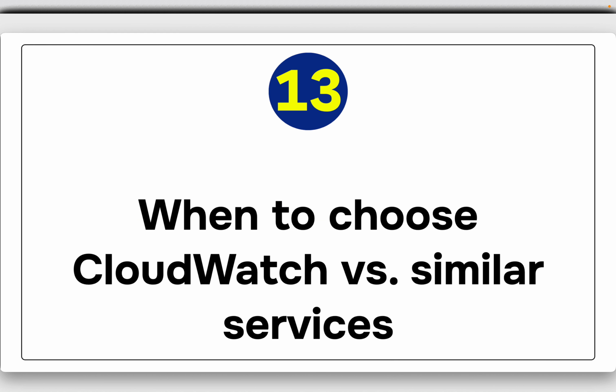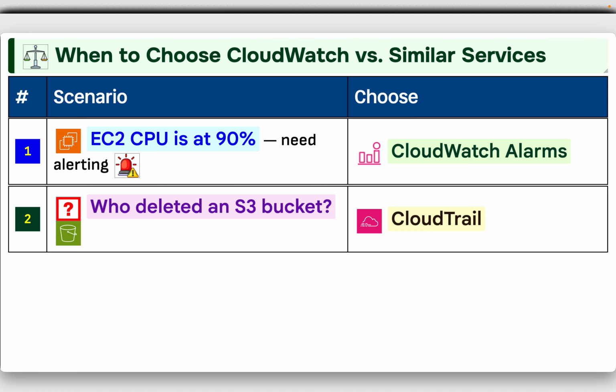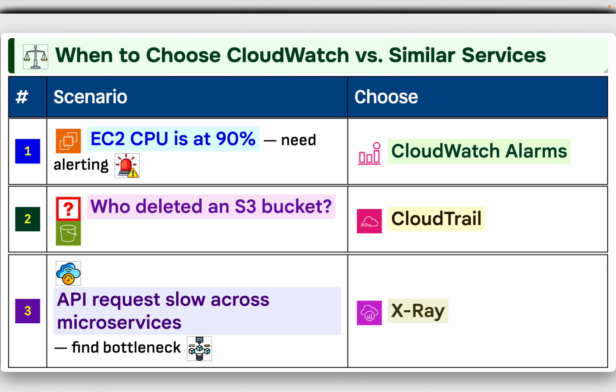13th topic is when to choose CloudWatch versus similar services. First one, if EC2 CPU is at 90% and you need alerting, choose CloudWatch alarms. If you need to find out who deleted an S3 bucket, choose CloudTrail. If an API request is slow across microservices, you need to find the bottleneck, so you will choose X-Ray.